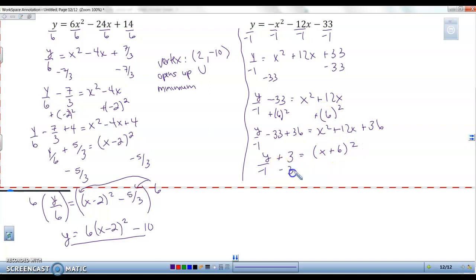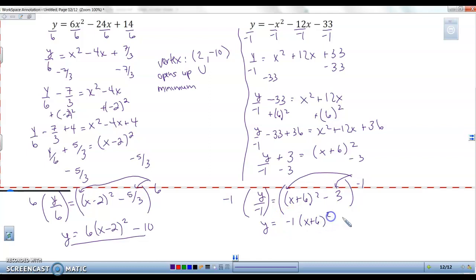Okay, move the 3 back to the other side. Okay, and then remultiply by negative 1. And that gives me y equals, the negative 1 distributes to the front and to here, watch your signs, negative 1 times (x plus 6) quantity squared, plus 3. So there's my equation in vertex form.